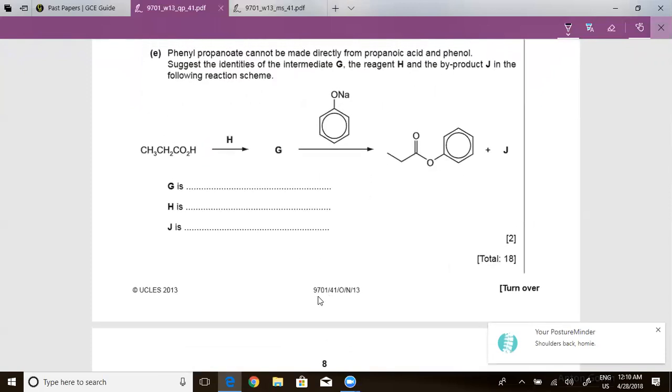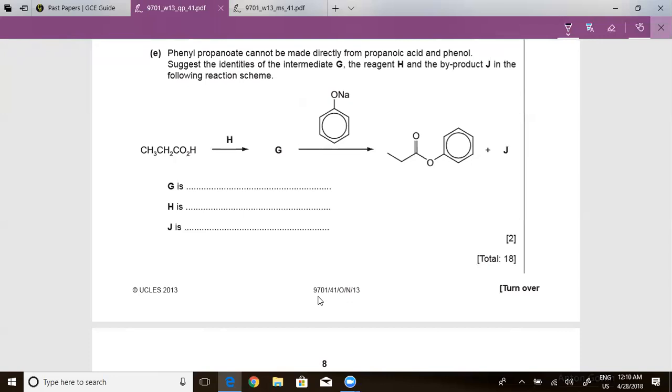Phenyl propanoate cannot be made from propanoic acid and phenol. Following intermediate G and byproduct. Before we move on, the reason why it can't be made from propanoic acid and phenol is because phenol is not an alcohol. OH group लगा होता है, but both of them are then acidic. So वो फिर होता नहीं है. That's the logic. Chemistry नहीं बनती.